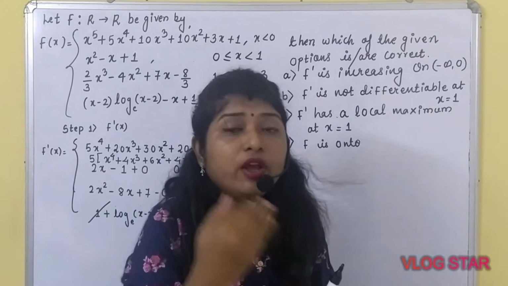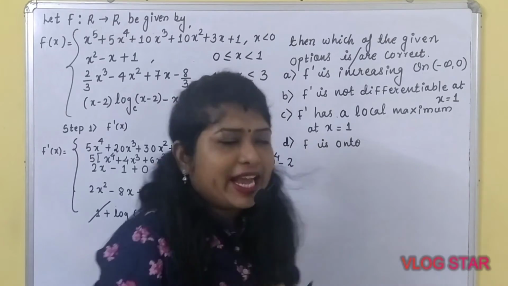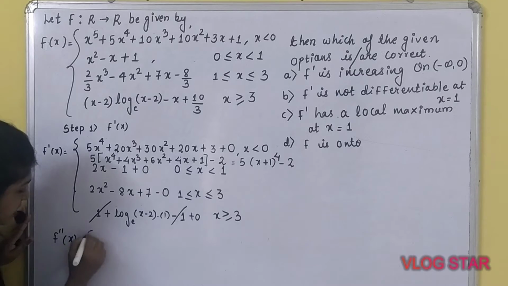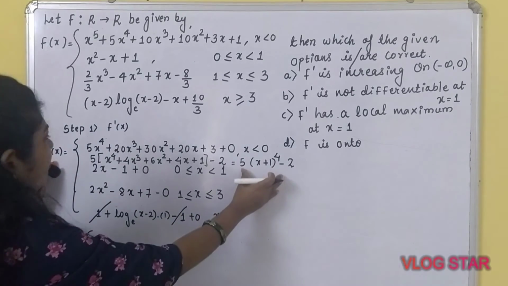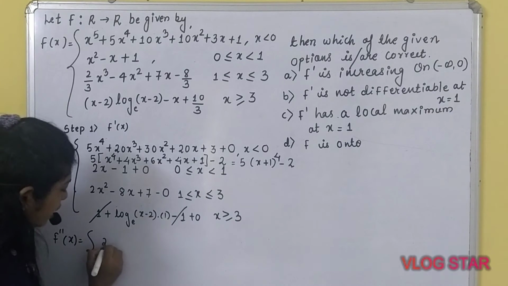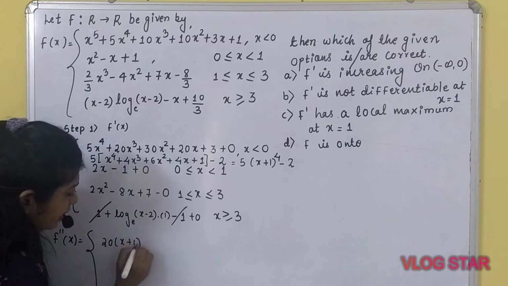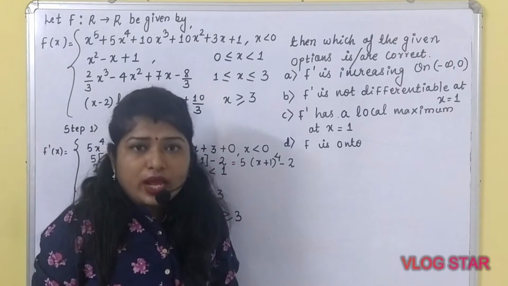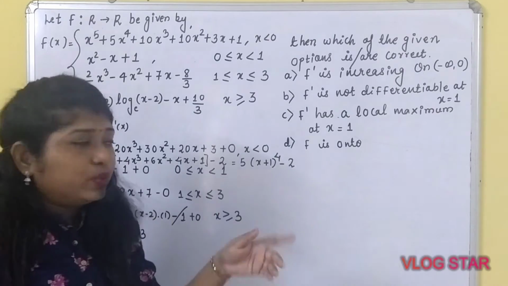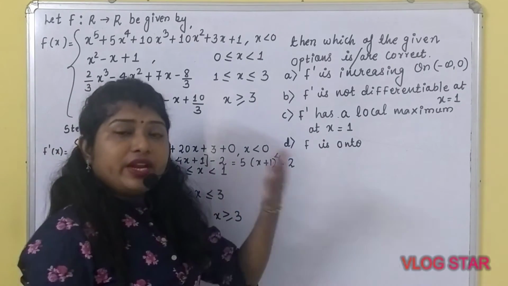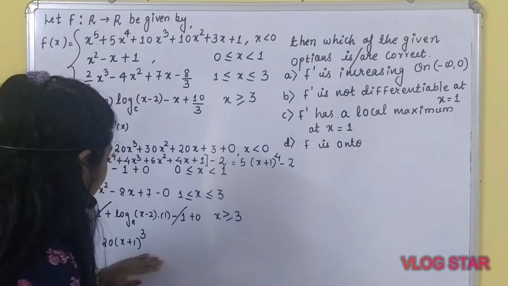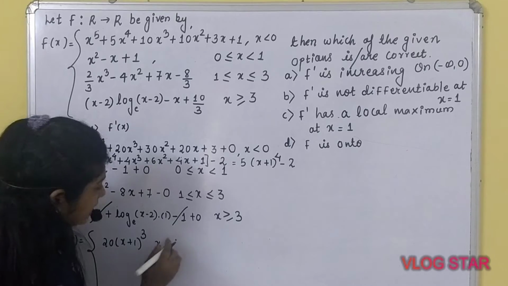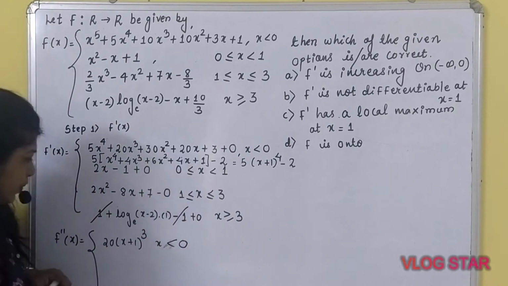What is step number 2? We have to calculate f double dash of x. So let's calculate f double dash of x. If you calculate f double dash of x, what will you get? 20 (x plus 1) whole cube. Same formula you need to apply. Derivative of x raised to n is equal to 4 into (x plus 1) raised to 4 minus 1, that is equal to 3. I hope you have understood. This is the condition when x is less than 0.